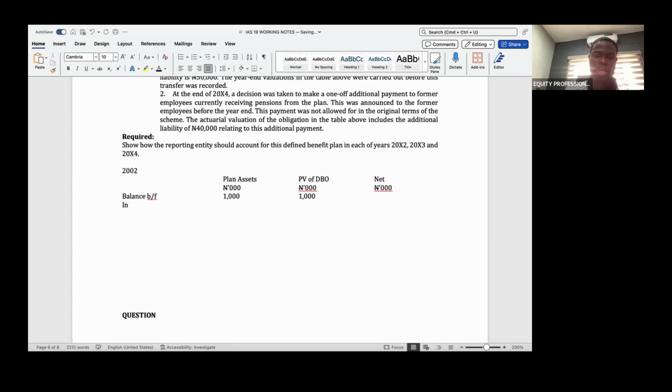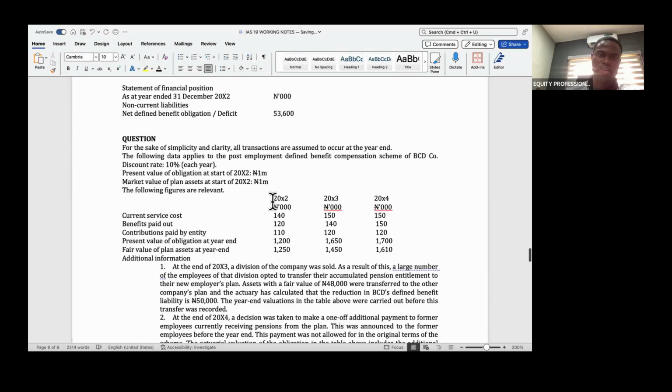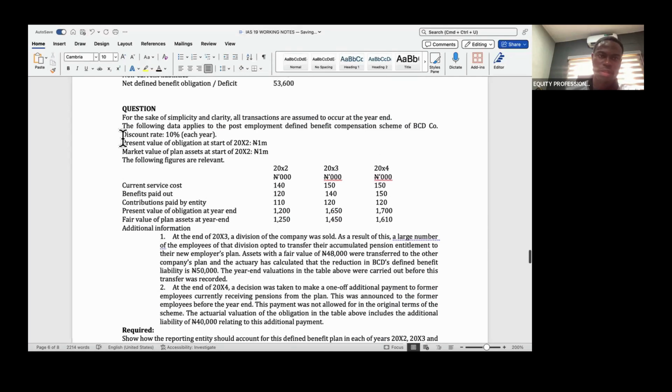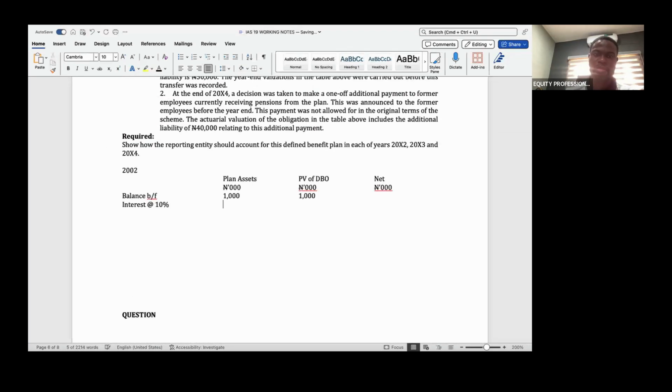Then, so that I won't forget, I'll immediately take care of my interest. Interest at 10%, because the examiner gave me the discount rate, 10% each year. So 10% of 1,000 will definitely be 100. 10% of this 100, so they nil off, so nothing goes to P&L because it is the same figure, 100, 100.